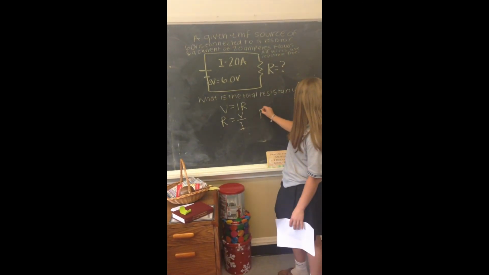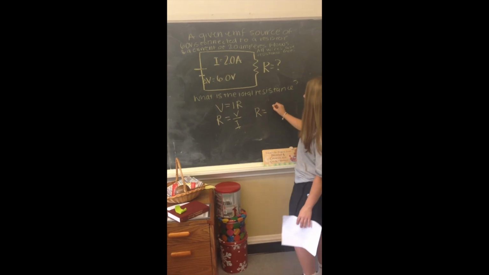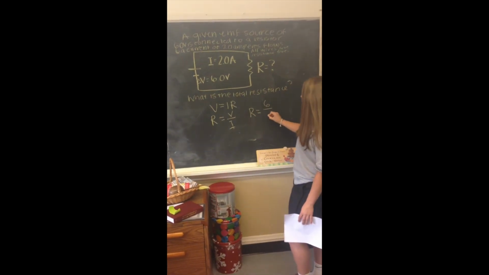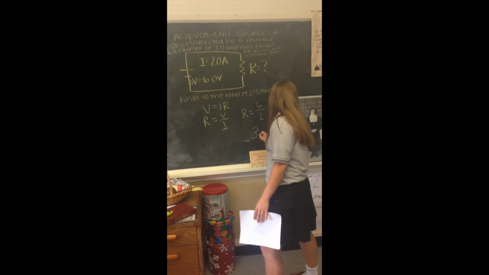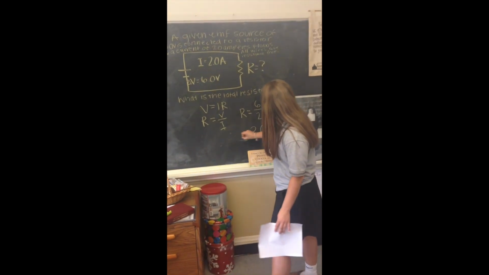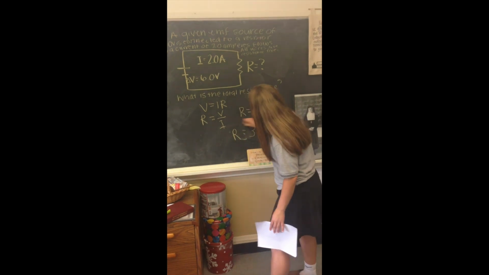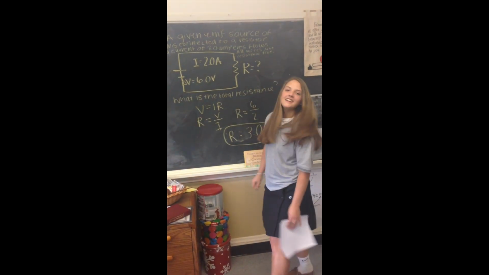R is what we need to find, so that becomes 6 over 2, which equals 3 ohms. Yay, physics!